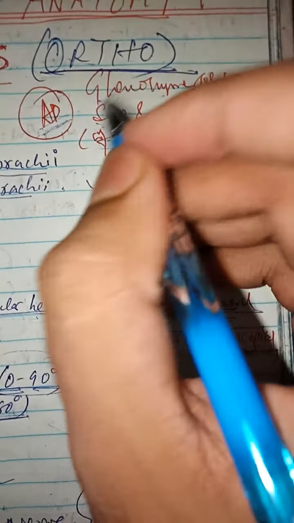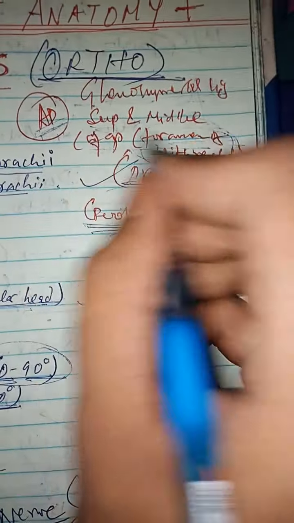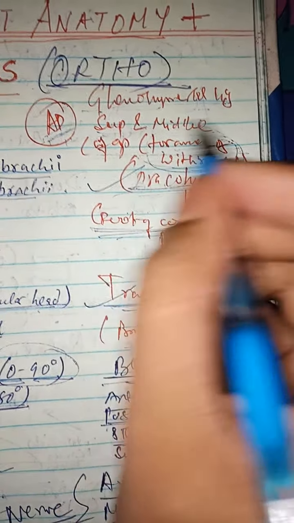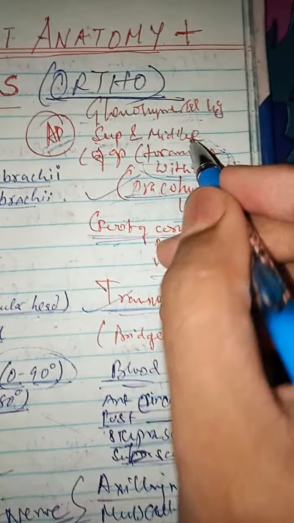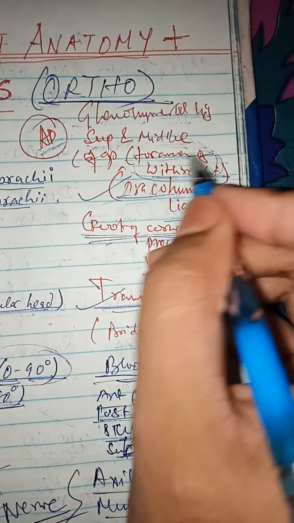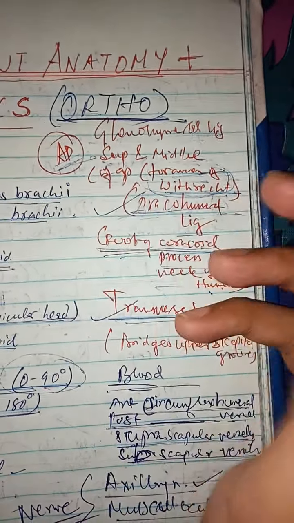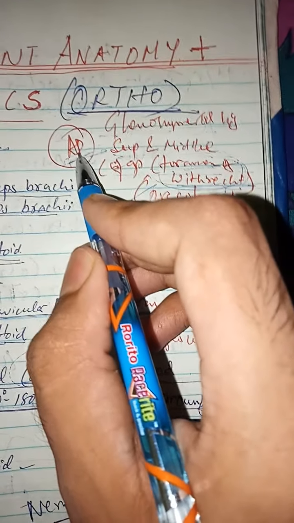Now coming to the ligaments, there is the capsular ligament and the glenohumeral ligament. The glenohumeral ligament has a superior, middle and inferior fiber. Between the superior and middle fiber there is a gap known as the foramen of Weitbrecht. Due to this foramen, anterior dislocation of the shoulder joint occurs, which is the most common dislocation.